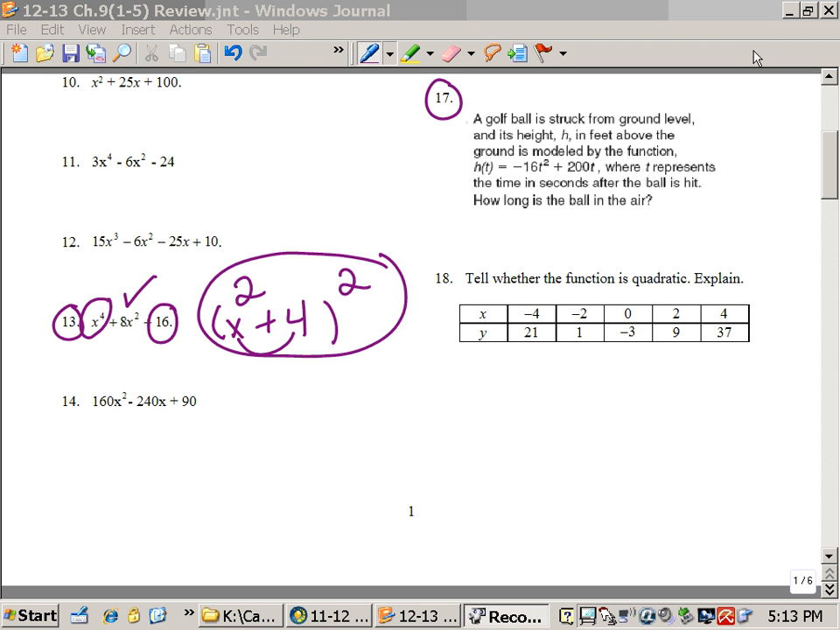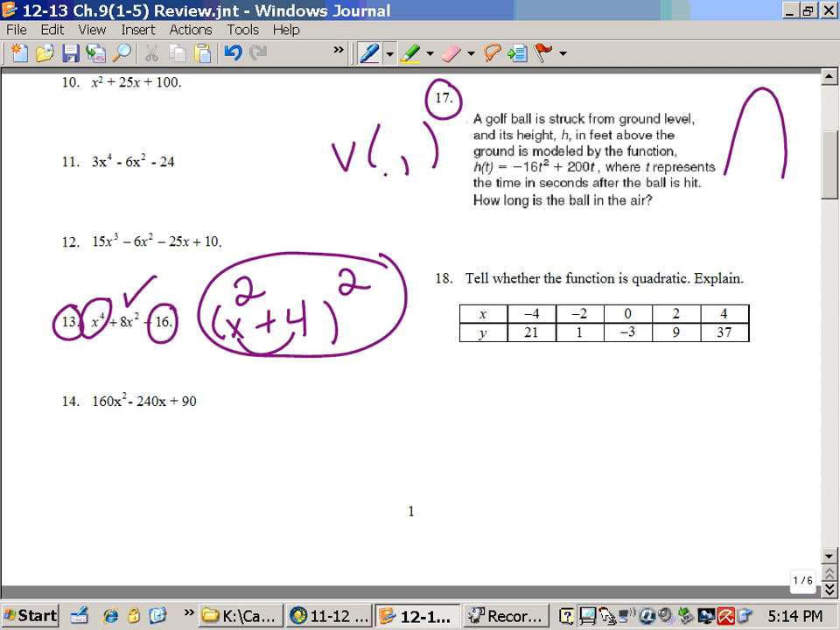Moving on to number 17. I have a golf ball struck from ground level. It's going to go up and come back down. Now on number 17, you are going to have to go into your -b over 2a. So that will give me the vertex. Now the vertex will tell me the time it takes to hit the highest point, and then it'll tell me the total time.